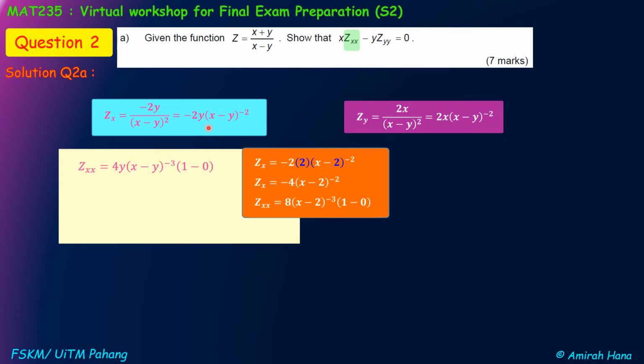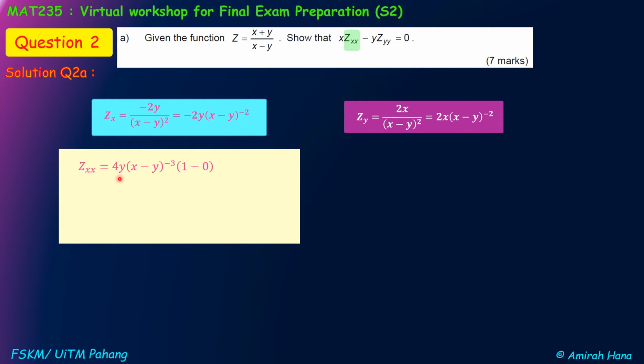After that, don't forget to multiply by the derivative of the function in the bracket. In the bracket we have variable x. After we differentiate with respect to x, we get 1, and then minus y. Now we treat y as a constant, so when we differentiate any constant, the answer equals 0. So we have 1 minus 0 here, and 1 minus 0 equals 1. 1 times 4y equals 4y. So we have zxx equals 4y bracket x minus y to the power of negative 3.